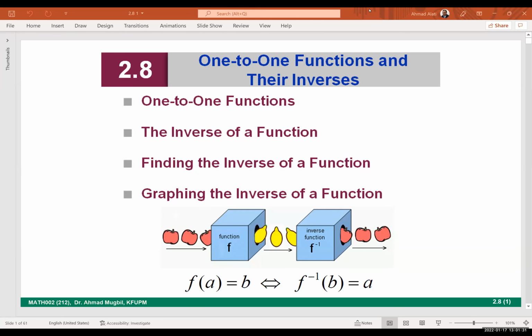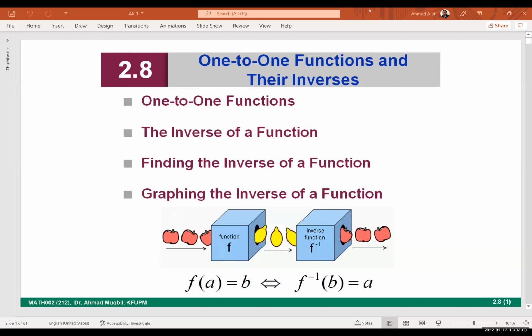This is the first section in this course, MATH002. As you can see, this section is from chapter 2. We have finished chapter 2 and chapter 3. This section, in fact, we bought it in MATH002 because it is more related to chapter 4, more than chapters 2 and 3. It is about one-to-one functions and their inverses.